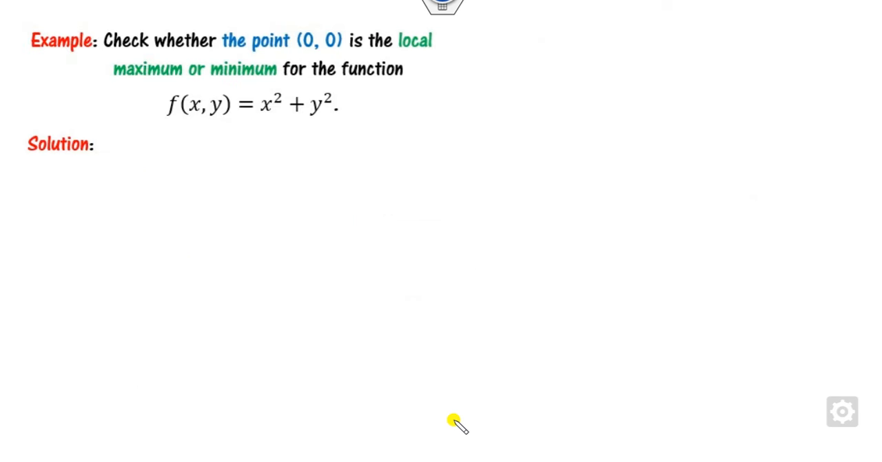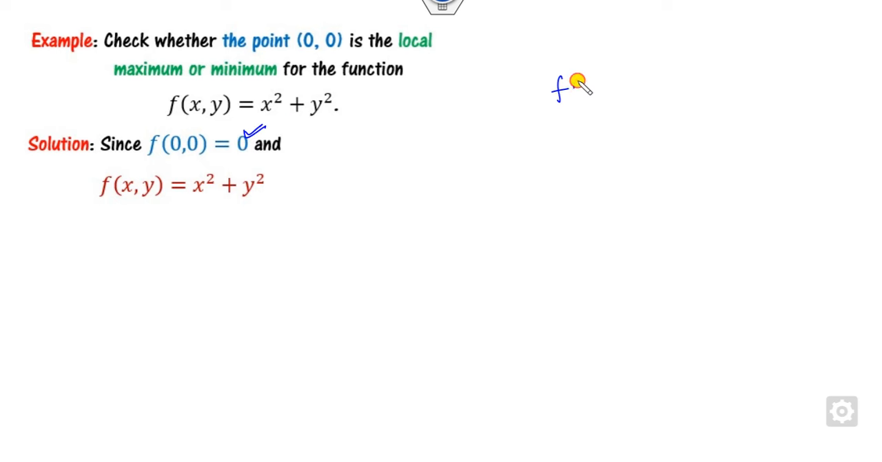Here is firstly a very simple example. Can you check whether this is a local maximum or minimum? What you want to prove is whether this is less than all those pairs of this, or greater than all those pairs of this. Then only you can say maxima or minima. So firstly you can find the value of f(0, 0). It clearly says that it is 0.